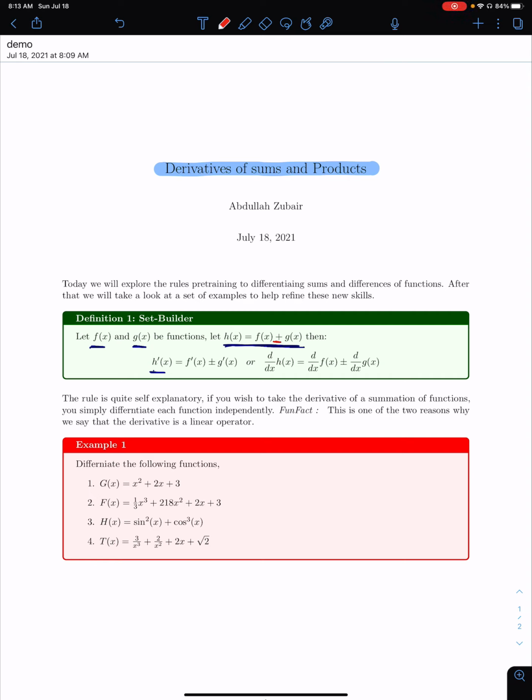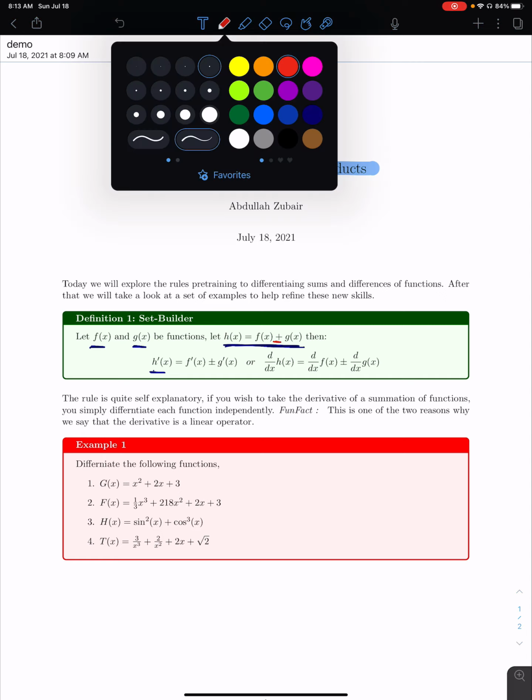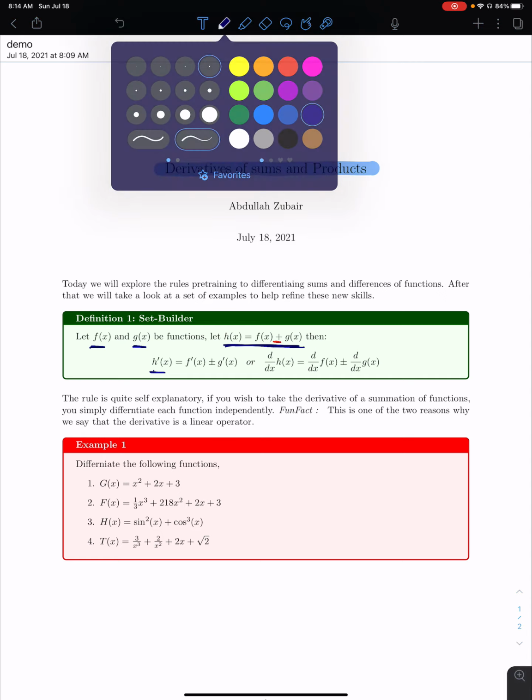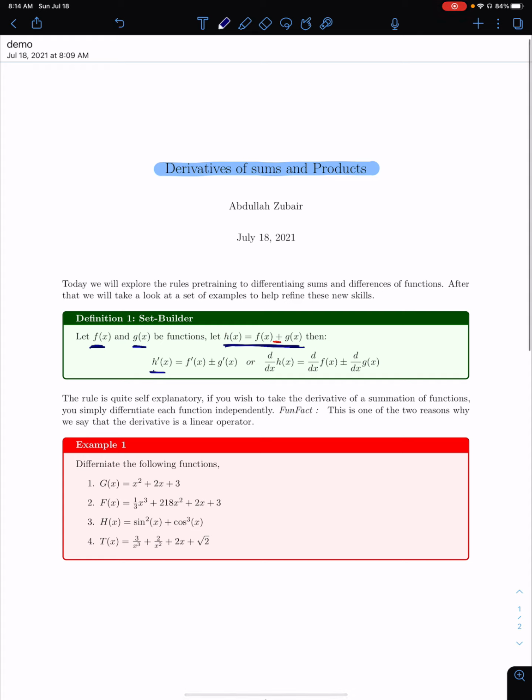Okay, so today we'll be taking a look at derivatives of sums and products. The rule itself is quite simple and it's not too complicated to follow. It reads as follows. If you have some function f of x and g of x, and you take the sum or the difference of f of x and g of x, and you call that new function h of x, then h prime of x is just simply f prime plus or minus g prime.